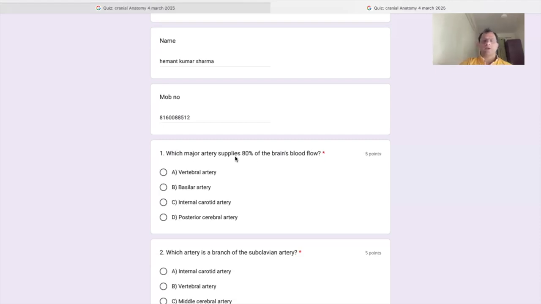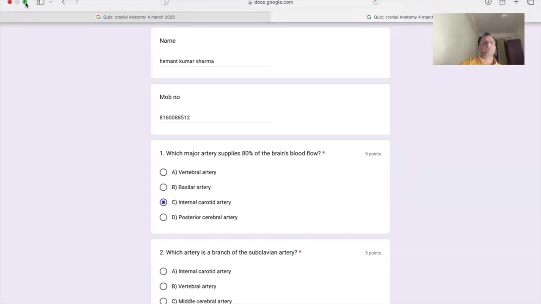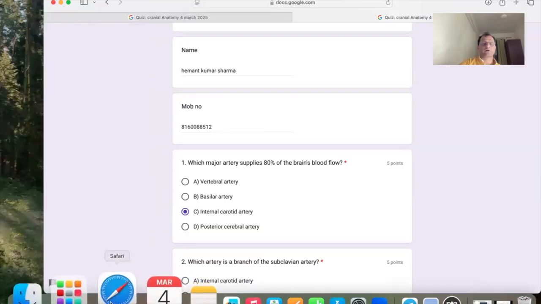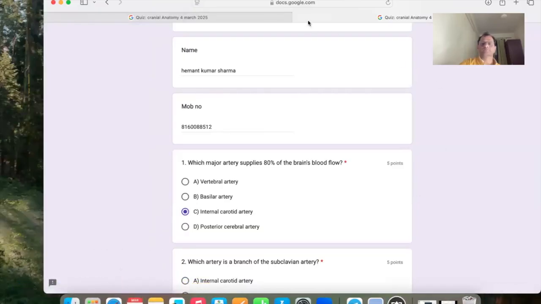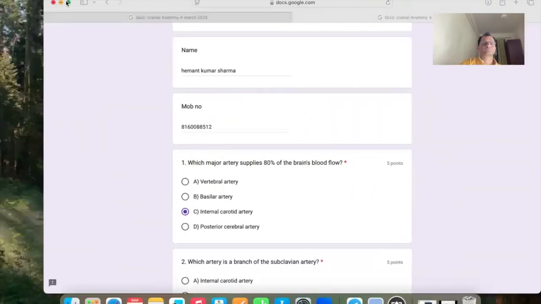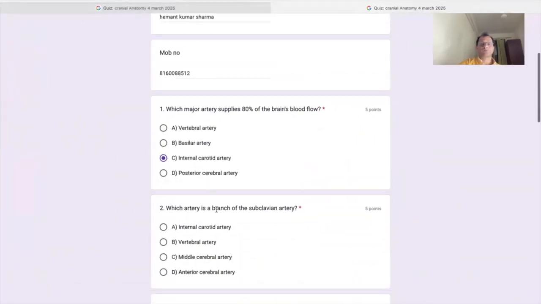Which major artery supplies 80% of the brain blood flow? We have discussed that 20% is supplied by the vertebral artery and 80% by the internal carotid artery. So the answer is internal carotid artery. Question number 2. Which artery is the branch of the subclavian artery?